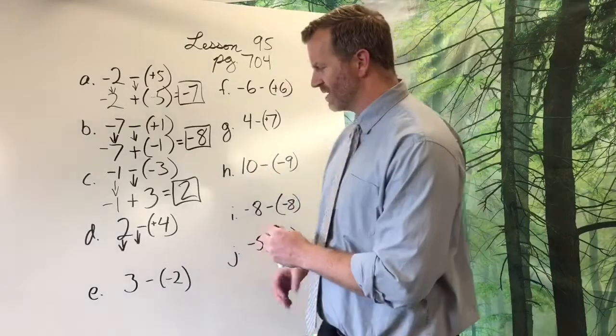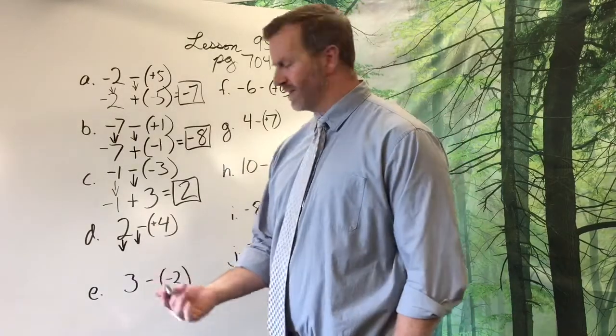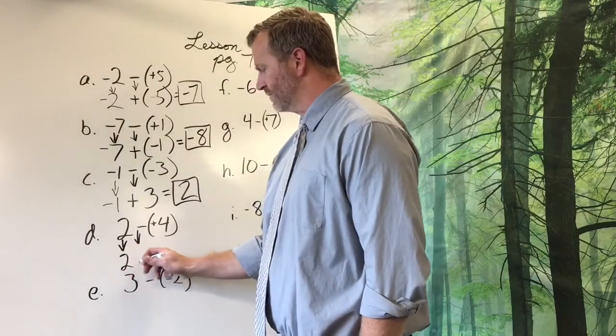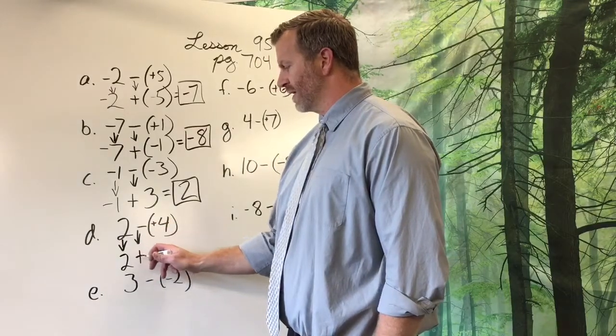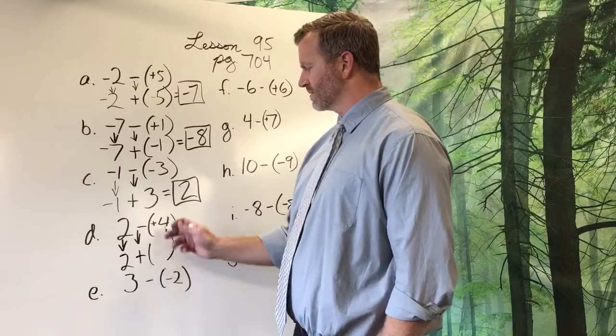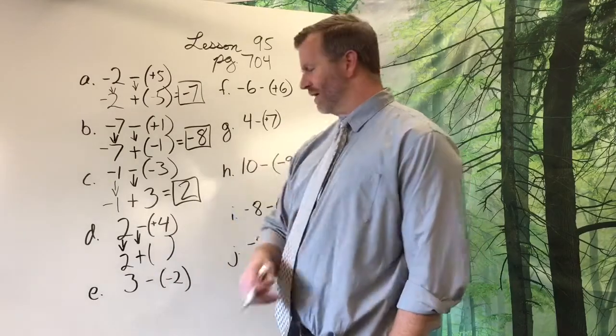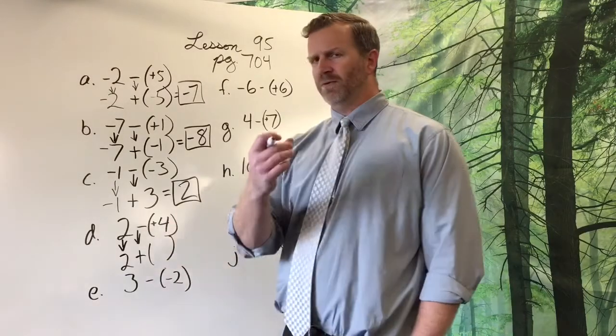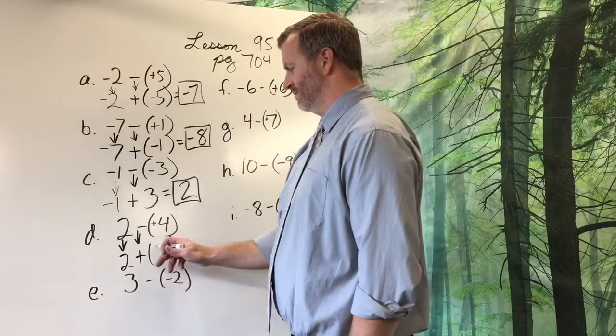All right, let's check out D right here. So that 2 is pretty easy. That 2 is just going to drop right down. And then as we slide down, we got to change that minus sign to a plus sign, right? Ben, help me out on this one. So that plus 4 is going to become a what? Go ahead and say it out for me.